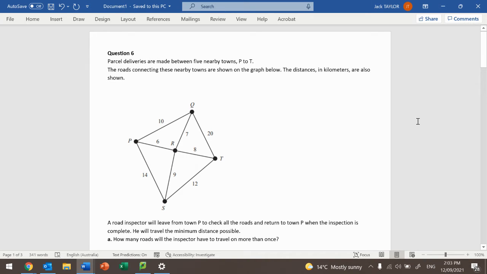All right, so in this video, I'll go through question 6 and 7 from the short answer, and then question 19 from the multi-choice. All right, so parcel deliveries are made between 5 nearby towns, P to T. The roads connecting these nearby towns are shown on the graph below.